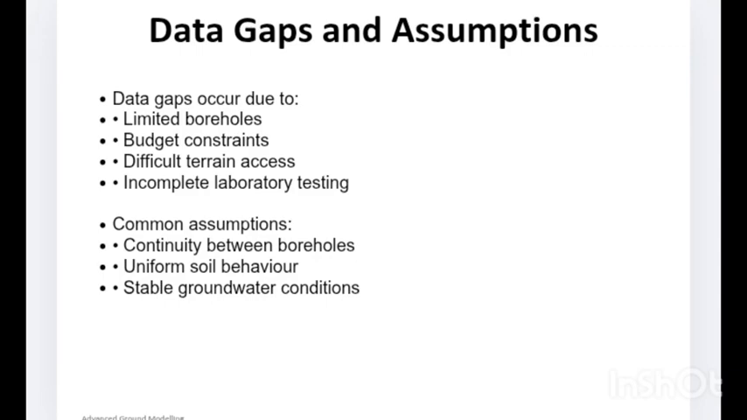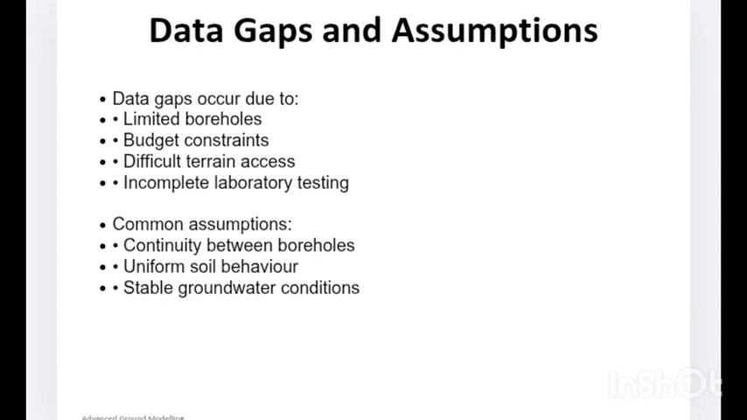But then we have common engineering assumptions because of this insufficient data. Assumptions are often necessary. Examples include continuity between boreholes. If we have a borehole here and a different borehole there, we can make assumptions about the continuity between these boreholes. We also assume uniform groundwater conditions, and sometimes constant soil properties and similarity of adjacent layers.